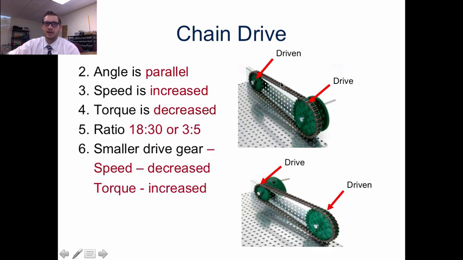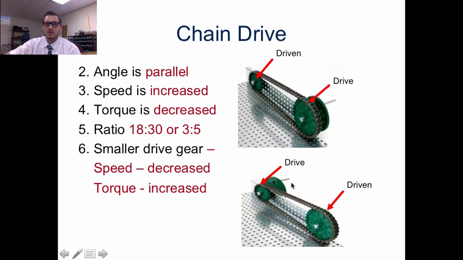The angle. They are parallel. You know this. If you take one of these cogs and move it around or angle it, the chain is not going to drive on it. This one right here, this is the drive gear. This is the driven gear. So we know that if the drive gear is larger than the driven gear, the speed will increase. The torque will decrease. This one, the gear ratio is 18 to 30 or 3 to 5.